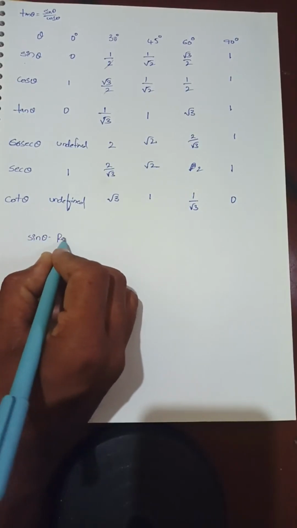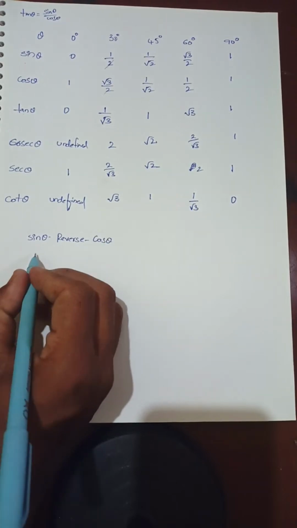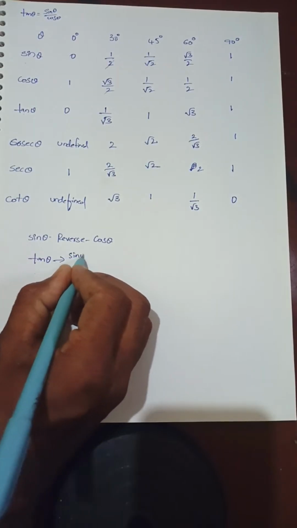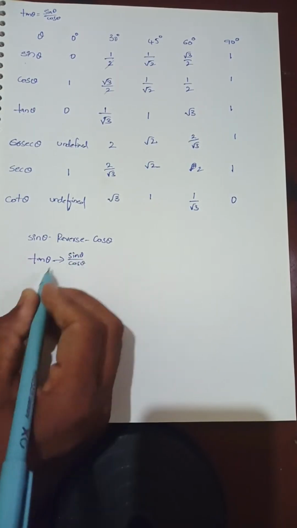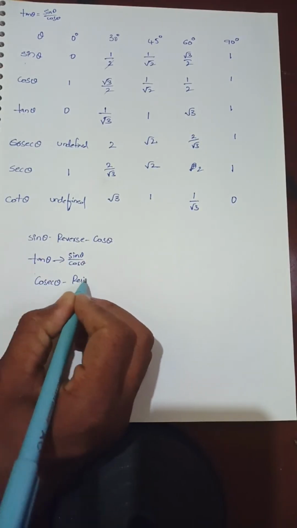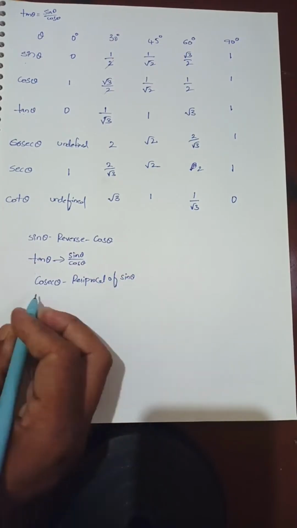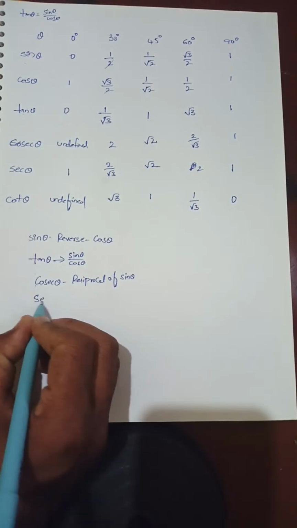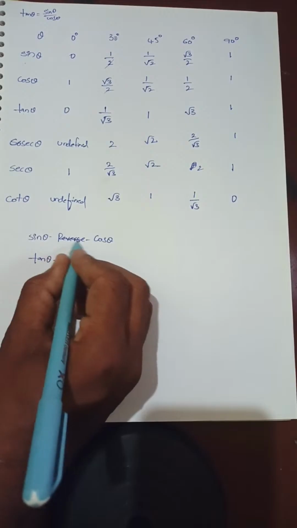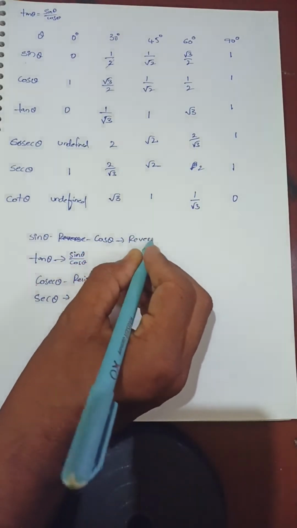Sin reverse. If you write sin reverse, you will get cos. So if you want to get tan, then you have to do sin theta by cos theta. So if you want to get cosecant theta, write down reciprocal of sin theta. So if you want secant theta, reverse of sin theta. So to find out cos theta, write down reverse of sin theta.